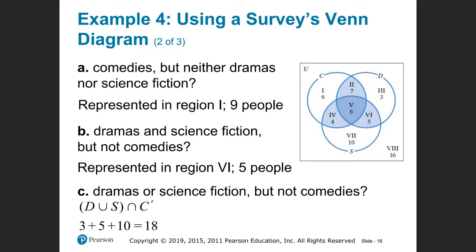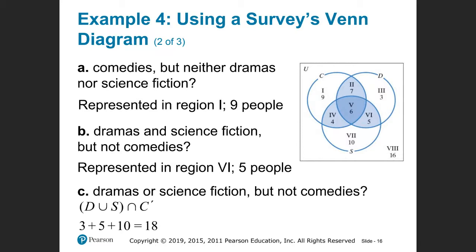For B, dramas and science fiction, but not comedies. Okay, so dramas and science fiction would be the circles D and S, but they don't like comedies, so we can't include anything in regions 1, 2, 4, or 5. This would be the section 6, which has 5 people in it, because it says they like dramas and science fiction, so it has to be an intersection.